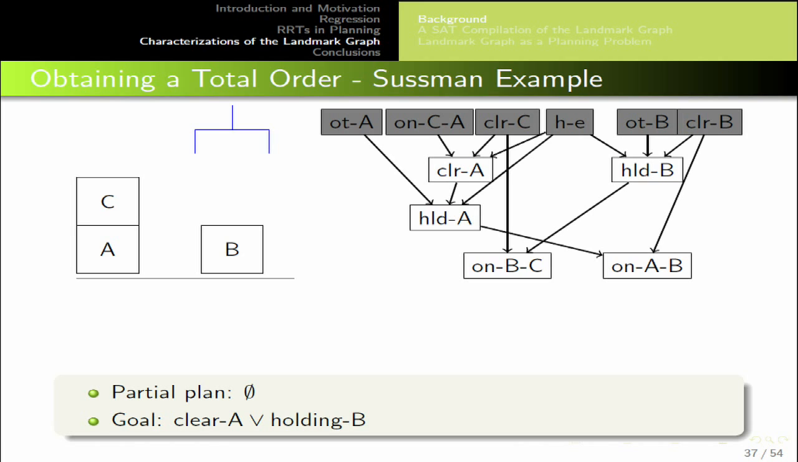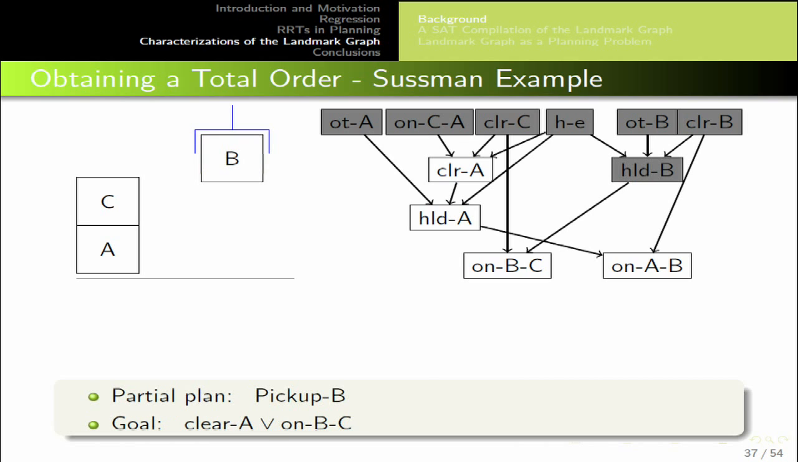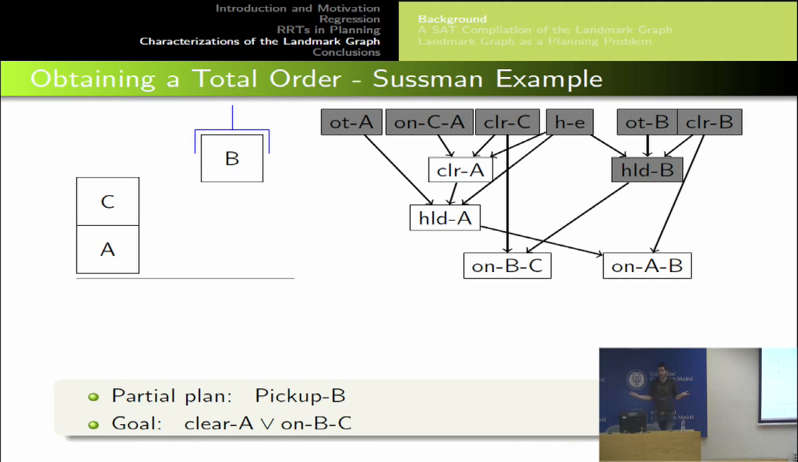But we have no clue about which one we should obtain first. So we use our planner, and somehow, because of how ties are broken, we actually get holding B. And this is wrong. This is not the good option. However, we have no way of determining whether this was a good one or not.